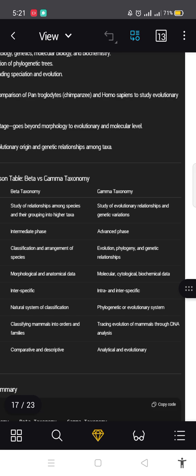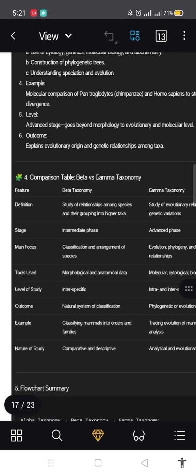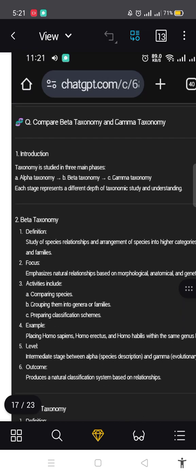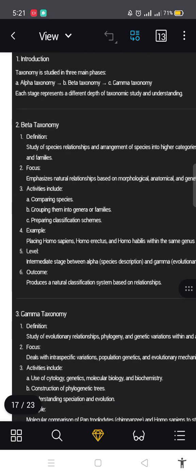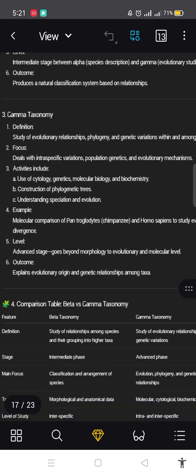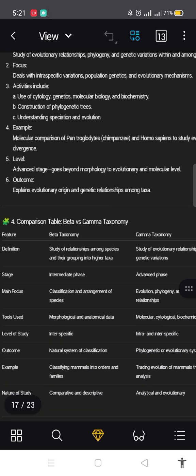Gamma also uses molecular, cytological, and biochemical data. Beta concerns interspecific relationships and the arrangement of species into higher taxa, genera, and families, while gamma is both intraspecific and interspecific.